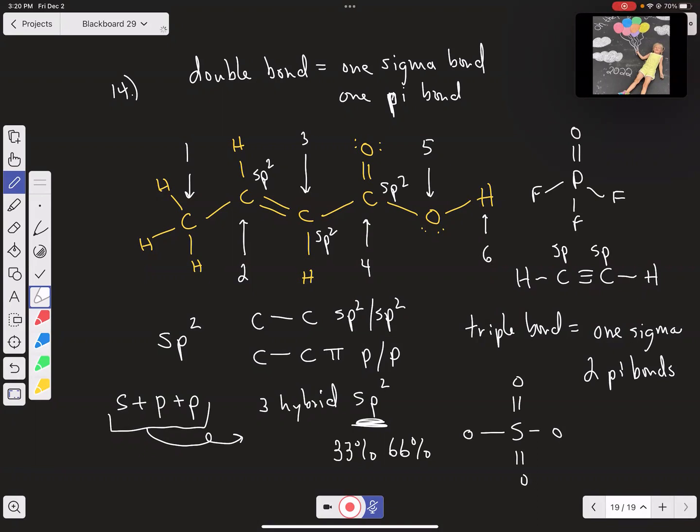But because they're sp3 hybridized, we've blended together our s orbital and our p orbitals. So the only orbitals they have left to form a pi bond would be the d orbitals. So in these cases with phosphorus and sulfur, we would see a d orbital from sulfur or a d orbital from phosphorus overlapping with the p orbital from oxygen to form that pi bond.